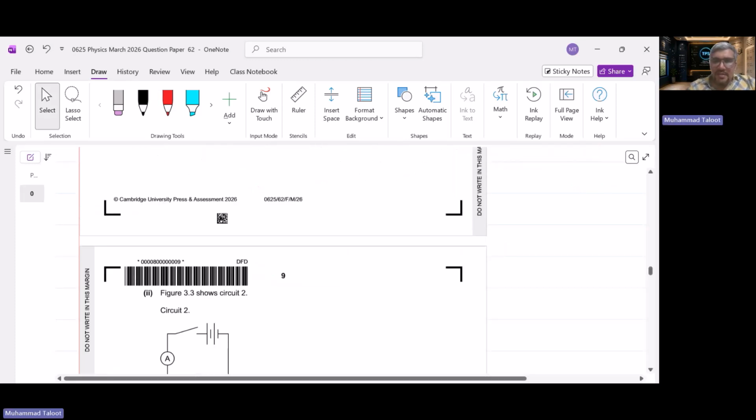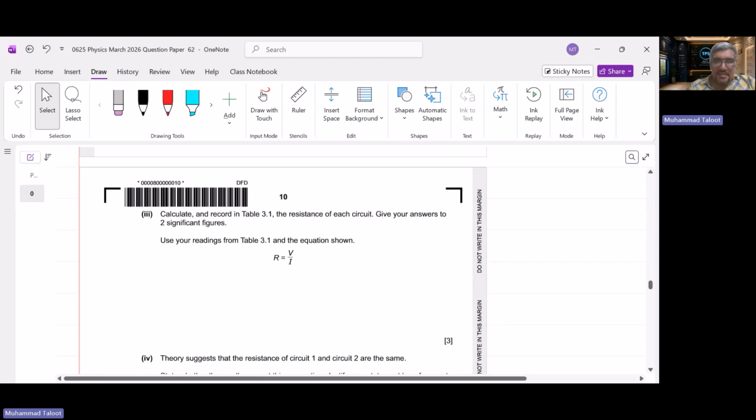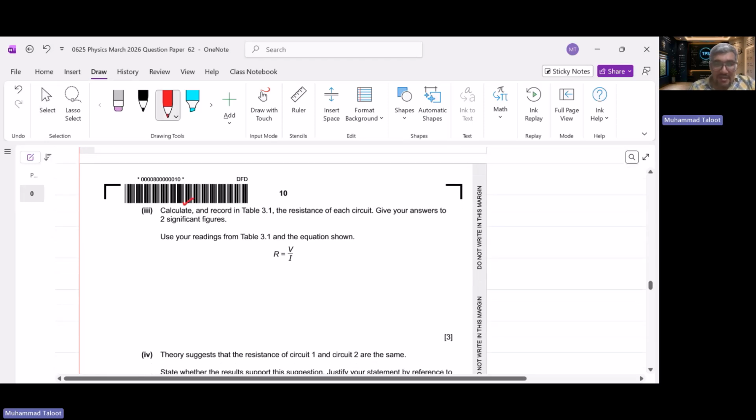Okay, move to next. What they say: calculate and record in table 3.1 the resistance of each circuit. It is important, you have to record the values. Give your answers to 2 significant figures. So this is very important. No flexibility is there, you have to give the answer to 2 significant figures.